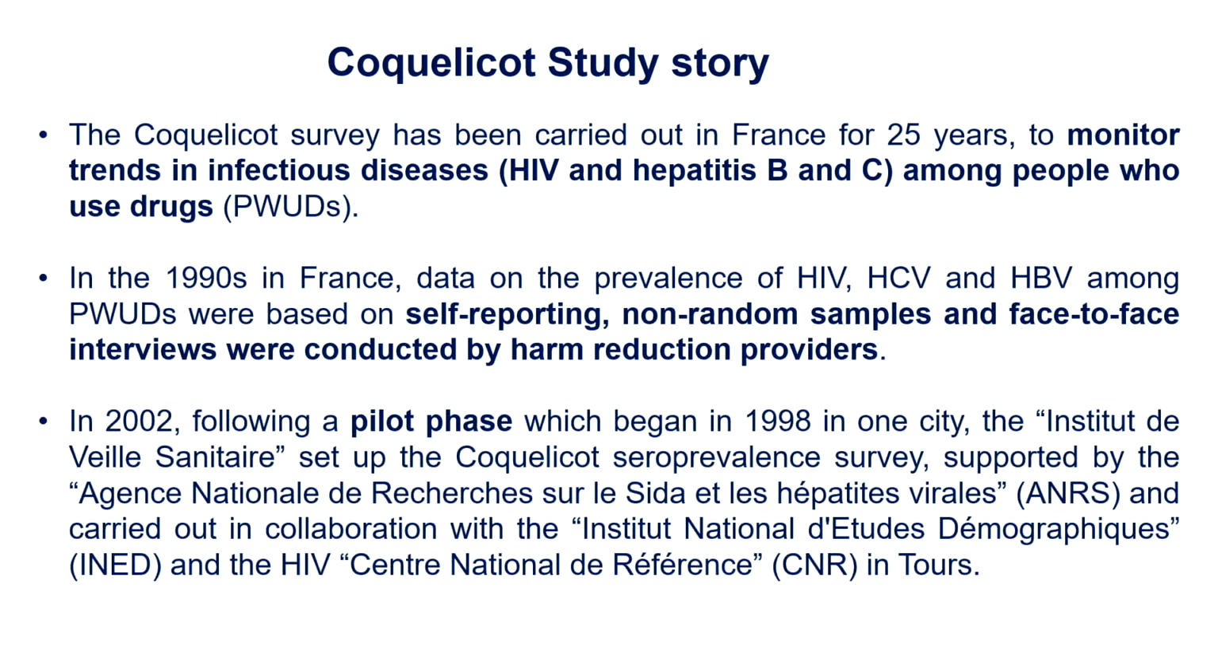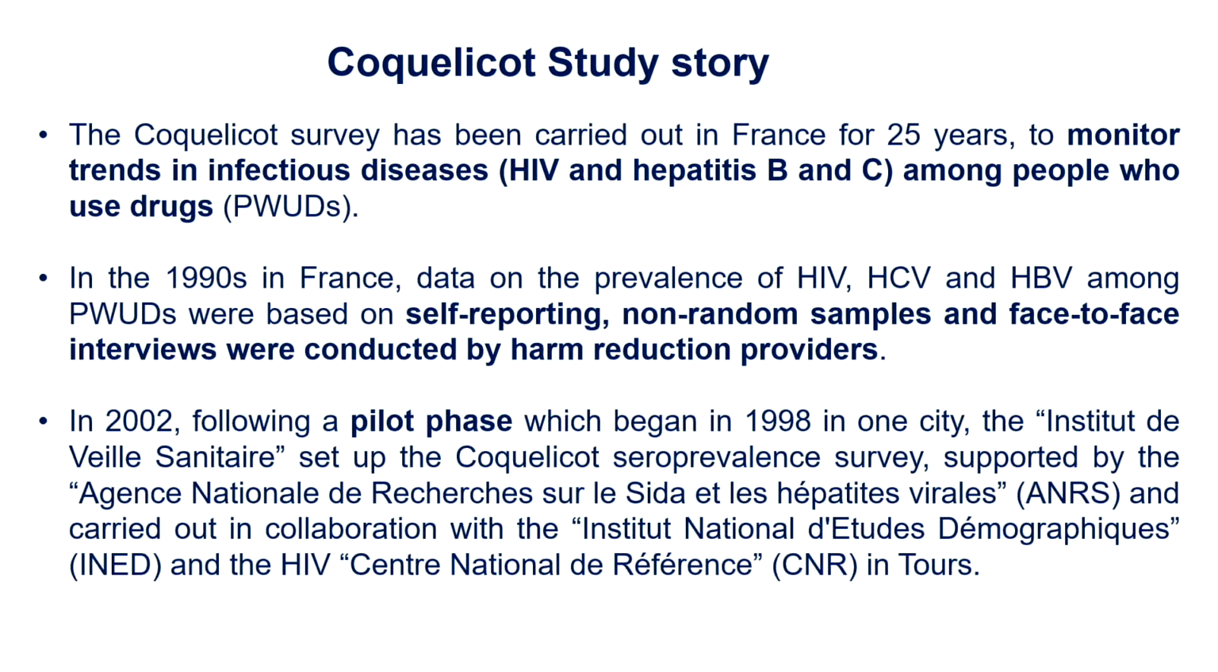Following a pilot phase which began in 1998, we did the Coquelicot study for the first time in one city, in Marseille, in the south of France. We chose Marseille because we knew that it would probably be the most difficult setting for implementing a study. So we wanted to evaluate all the difficulties that we may face for implementing this type of survey.